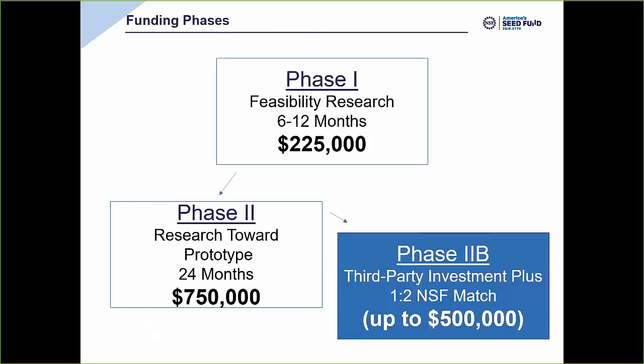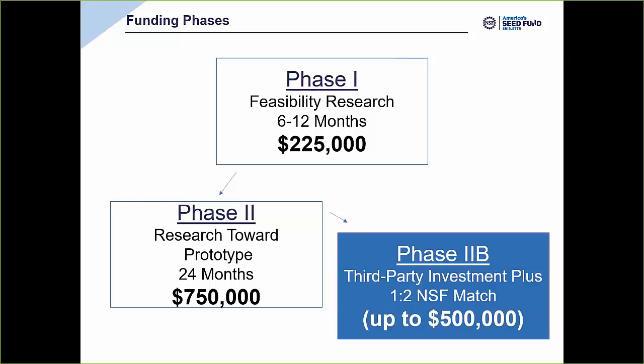So the funding phase, as I've mentioned briefly, is phase 1. So this is really feasibility research, that proof of concept. That's typically 6 to 12 months, and that's $225,000. The phase 2 is research towards a prototype. That's 2 years, and that is $750K.